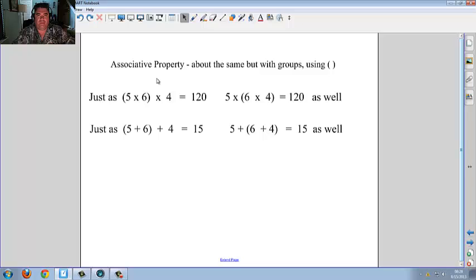The associative property is about the same thing. Now yes, inside the parentheses you're supposed to do that first. That's true. But if they're all multiplication or all addition, it really doesn't make a difference. You can flip them either way. So you can go 5 times 6 then 4, or 6 times 4 then 5, whichever way you like better, provided they're all the same sign. Same with addition. You can flip them around however you want. 5 plus 6 plus 4, or 6 plus 4 then 5.